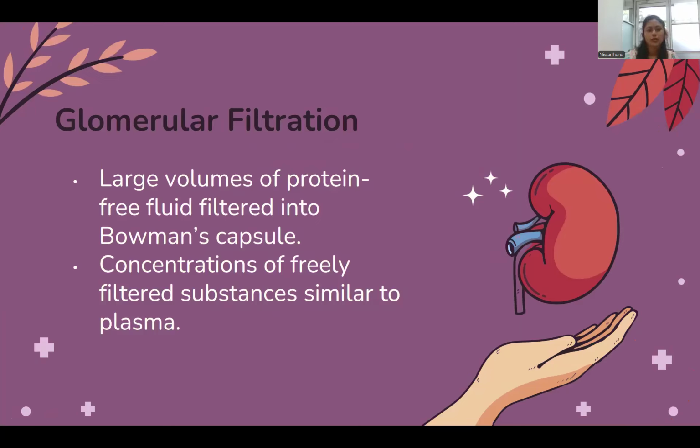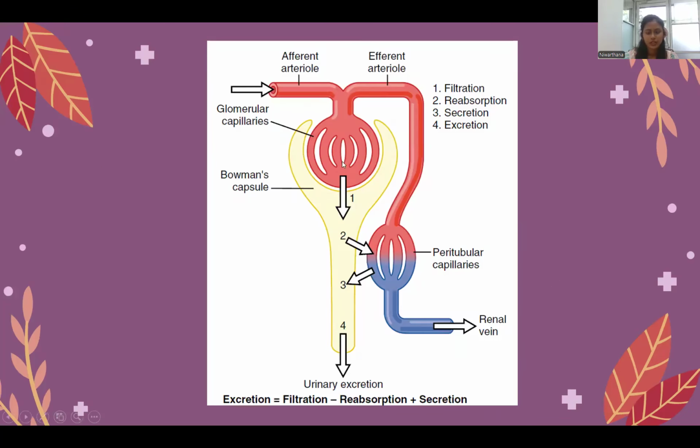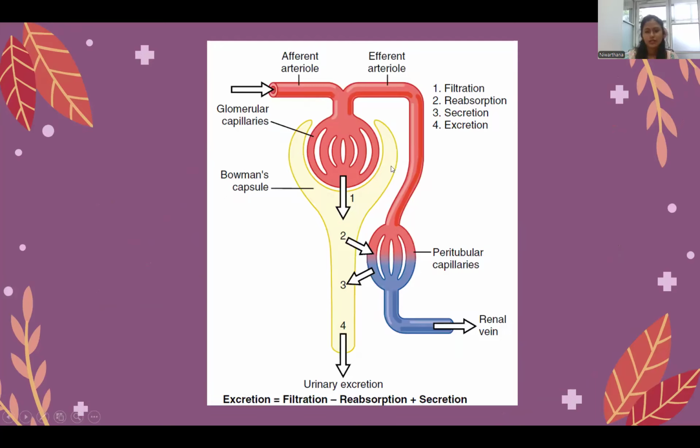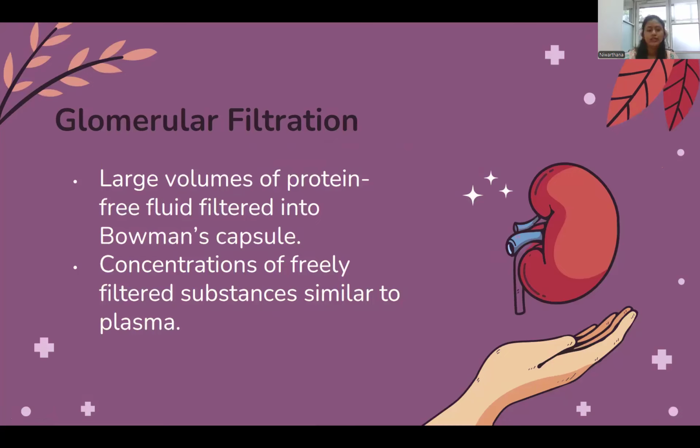In glomerular filtration, large volumes of protein-free fluid are filtered into the Bowman capsule. So the filtrate comes here and gets filtered here. But the filtrate does not contain red blood cells and proteins. Apart from red blood cells and proteins, the other content is similar to plasma. So basically, we can say the concentrations of freely filtered substances are similar to plasma.